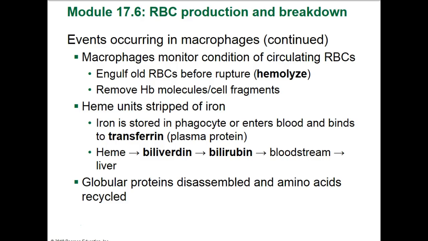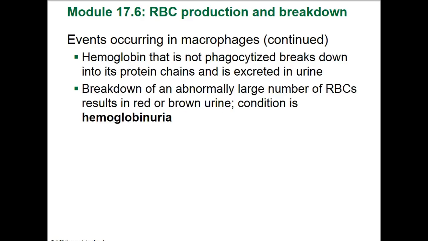So macrophages have a lot of purposes, and once we get into the lymphatic system, you're going to learn that macrophages are the starting point for a lot of your immune processes as well. But you may not have known this fact. Any hemoglobin that's not phagocytized breaks down into the protein chain, and that is excreted in the urine. If you have a lot of red blood cells being broken down abnormally, you end up with red or brown colored urine, and that's called hemoglobinuria.